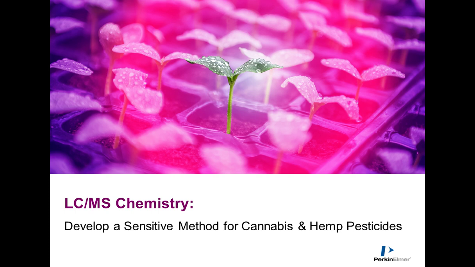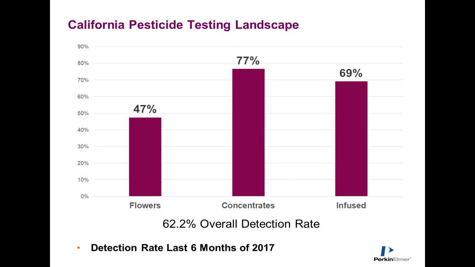Moving from the HPLC to LC-MS. This is a technique that has gained a lot of attention lately because it's a technique used to study or characterize pesticides. So our goal was to develop a sensitive method for both cannabis and hemp pesticides for all geographies and all regulatory lists.